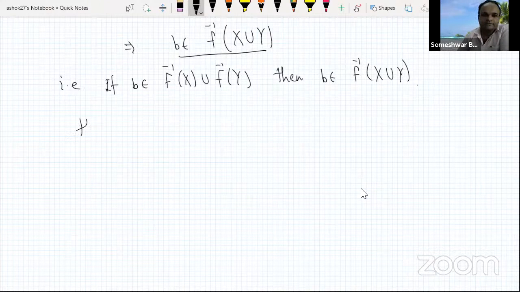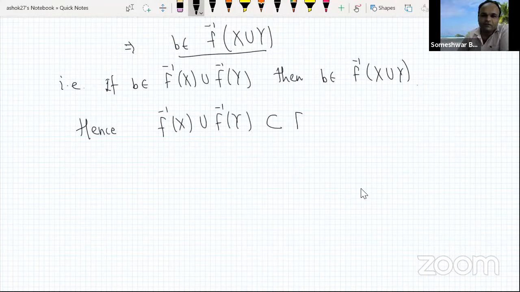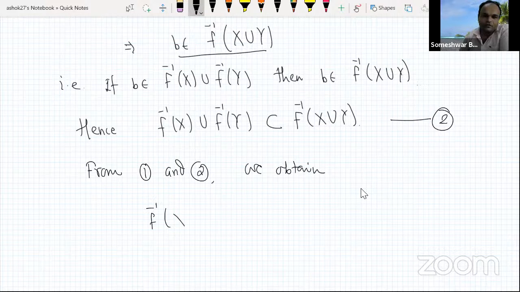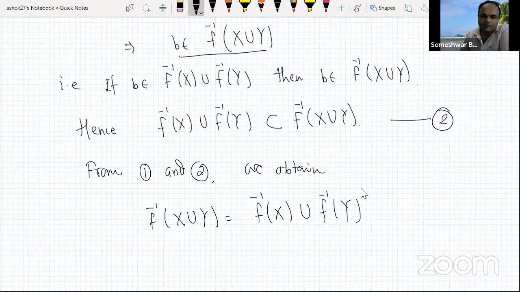Hence, what will you get? Hence, f inverse of X union f inverse of Y is a subset of f inverse of X union Y. So you can write it as equation number 2. So from 1 and 2, what we get? We obtain f inverse of X union Y will be equal to f inverse of X union f inverse of Y, and which is the proof of this theorem.